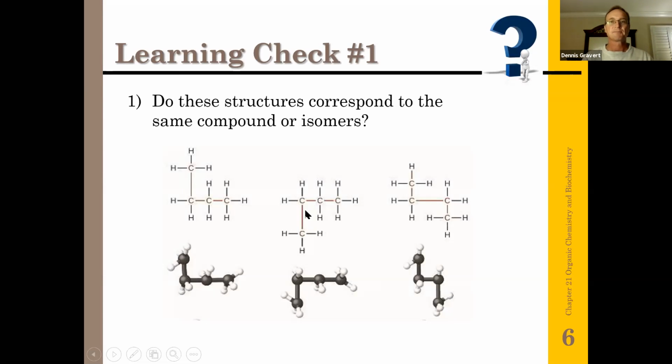Now a little test, right? Are these isomers, the same compound, or maybe just plain different? Well, what are the chemical formulas? We have 4 carbons, and there are 10 hydrogens. There are 4 carbons here, and there are 3, 4, 5, 6, 7, 8, 9, 10. Yep, that's the same formula. 4 carbons, 10 hydrogens. They all have the same chemical formula.